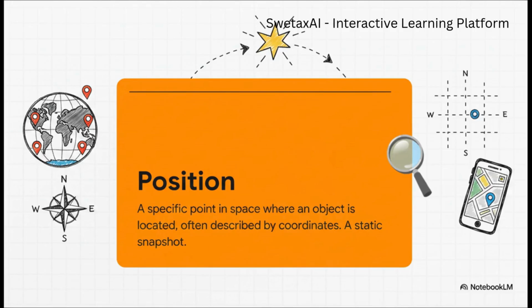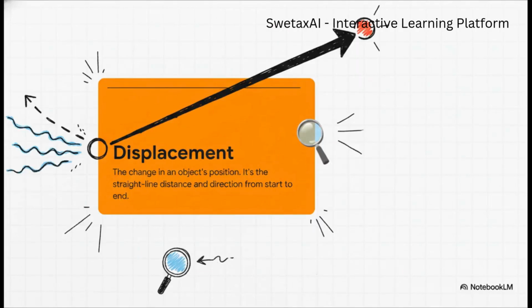You are right here. But of course, things rarely just stay in one position, right? The second they move, we have to start talking about displacement. And this is a big one. It's not just about how far you traveled. No, it's the straight line path. We're talking both distance and direction from where you started to where you ended up.